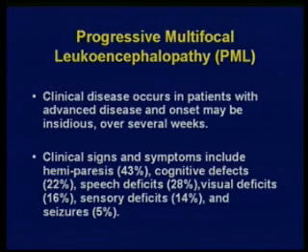Let's talk about PML, progressive multifocal leukoencephalopathy. Clinical disease occurs in patients with advanced disease, and this really truly occurs in advanced disease. It's very unlikely to see someone with a very high T-cell count have PML. Onset may be insidious or over several weeks. Clinical signs and symptoms include hemiparesis, cognitive deficits, speech deficits, visual deficits, sensory deficits, and seizures. It's very atypical to see a young person presenting with stroke-like symptoms, but that's what you think of. Then the next step should be think HIV.